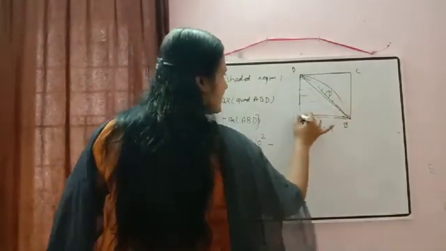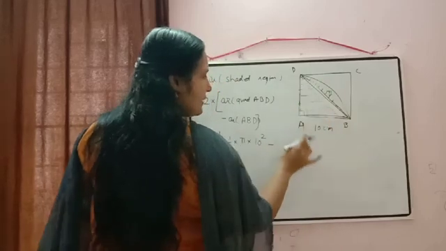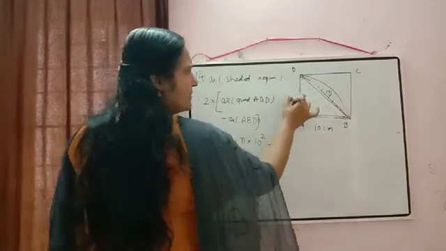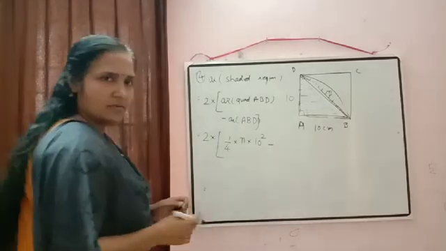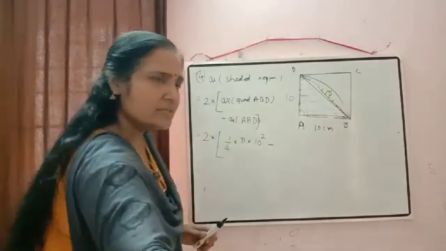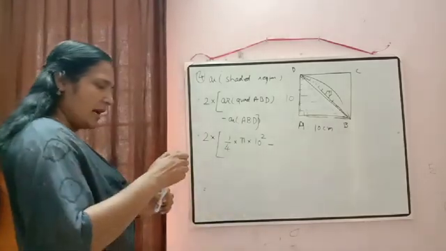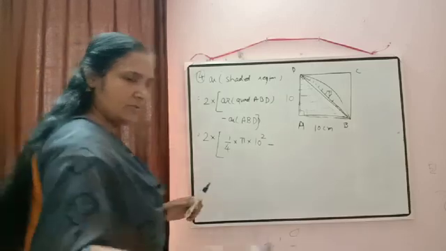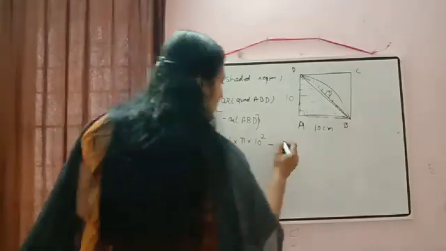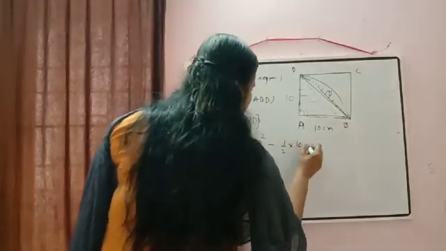Triangle ABD, which type of triangle? This is 90 degree. This one is also 10. So for the area of a right triangle we can use half into base into height. So we will get here half into 10 into 10.